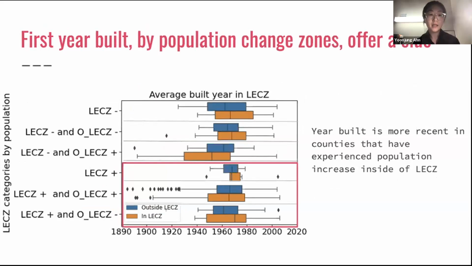We also divided this first year built data set according to the 6 categories we developed based on the population data set. And as you can see from the figure, the year built is more recent in the counties that have experienced population increase in LECZ.